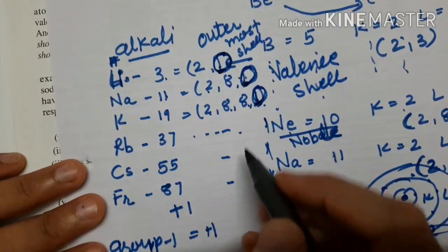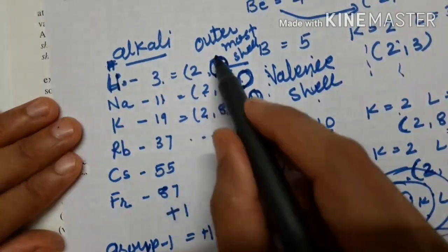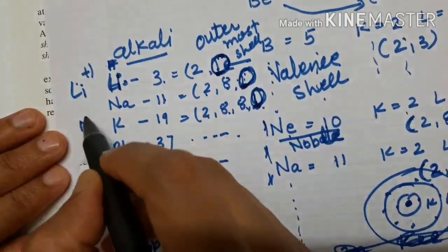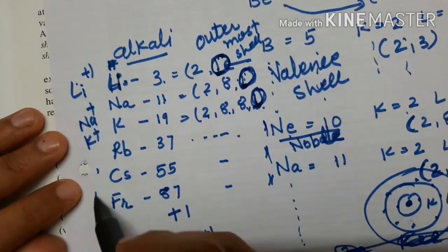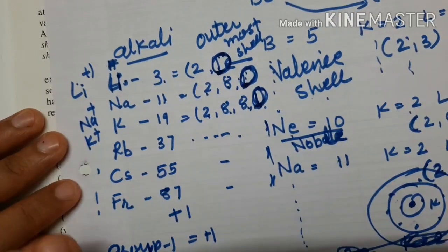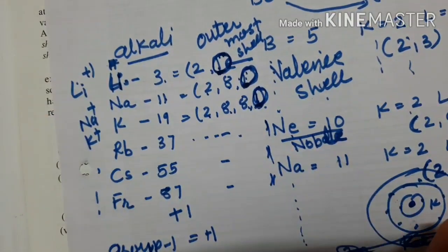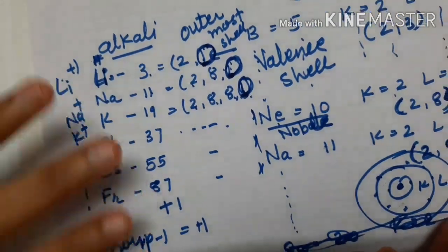Through that we can find out the valency of the element. Here 1, 1, 1, that is why lithium has a plus 1 valency, sodium has a plus 1 valency, potassium has a plus 1 valency, and so on. Are you clear about this? I hope so. I have explained everything in very much detail.